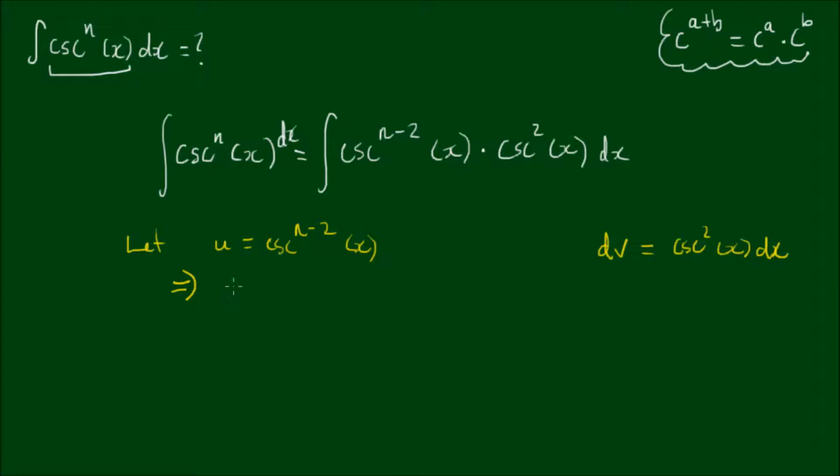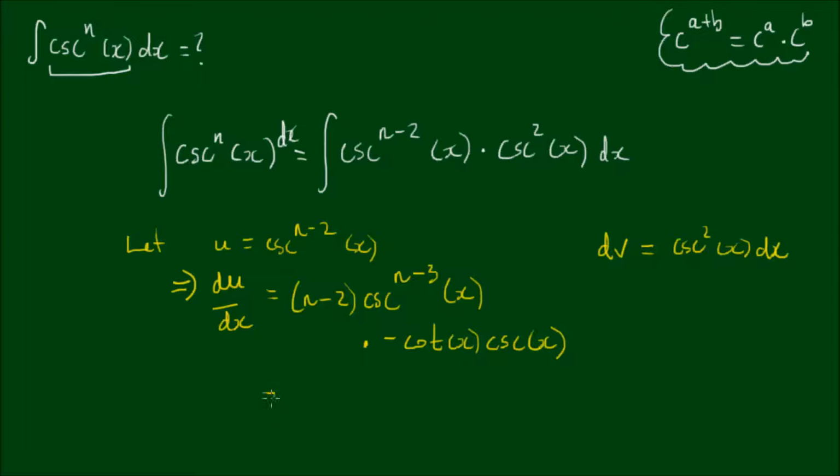We can take the derivative of the cosecant to the n minus 2 power, so du on dx is equal to, bring the power down, which is n minus 2. The function stays the same. We subtract 1 from the power, so it becomes n minus 3. Now by the chain rule, we have to multiply it by the derivative of cosec of x, which is equal to negative cotangent of x by cosecant of x.